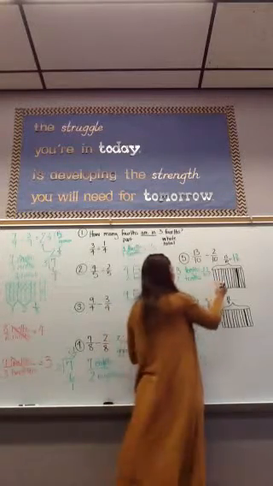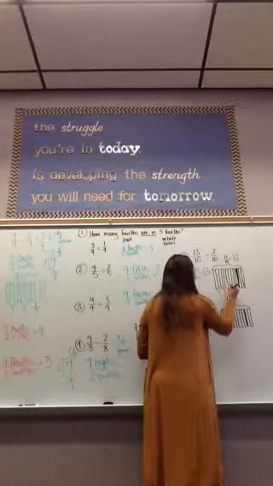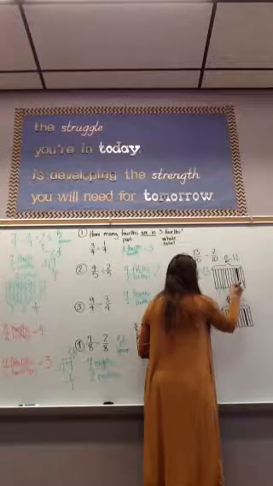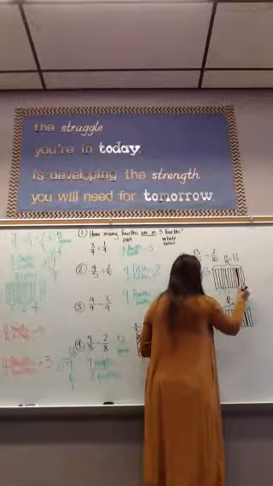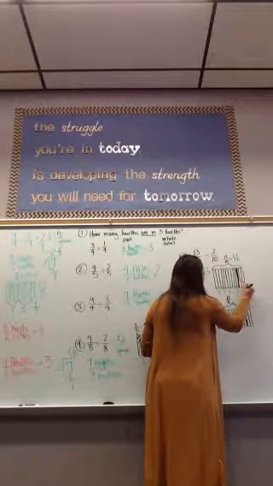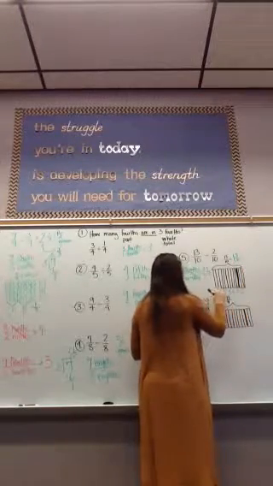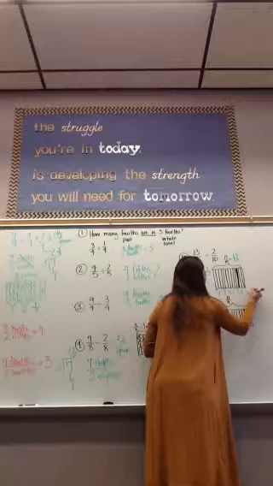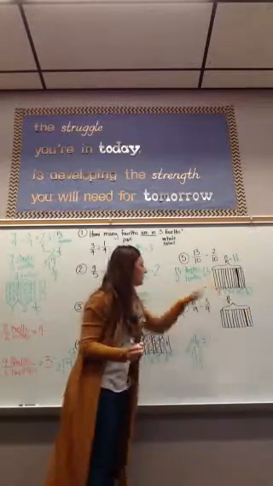And we can model that by putting 2/10 in each group. There's 1, 2, 3, 4, 5, 6, and then I have this 1/10 left over. There are 2/10 in each group, and I have 1. So that would put my answer at 6 1/2.